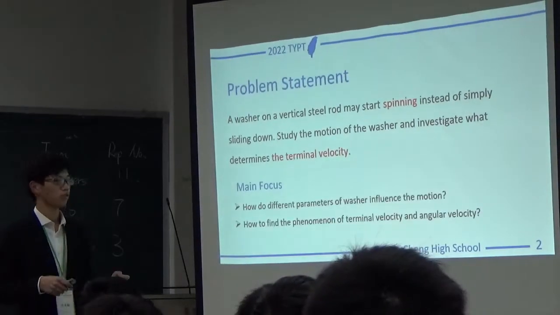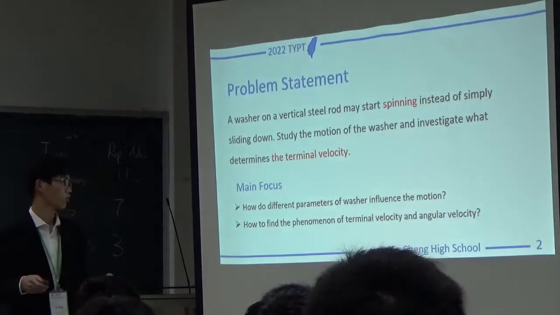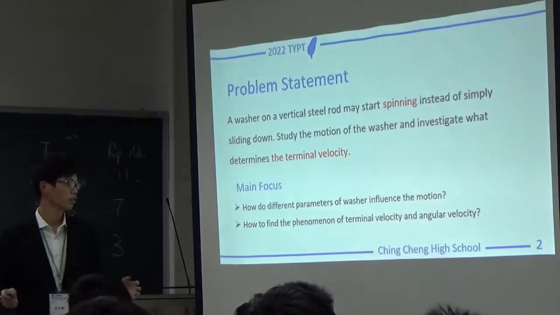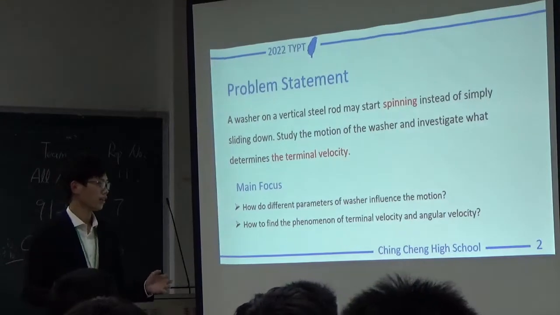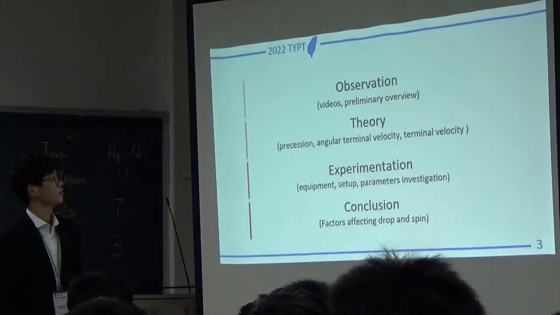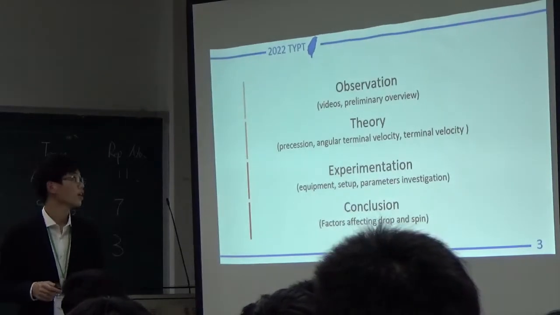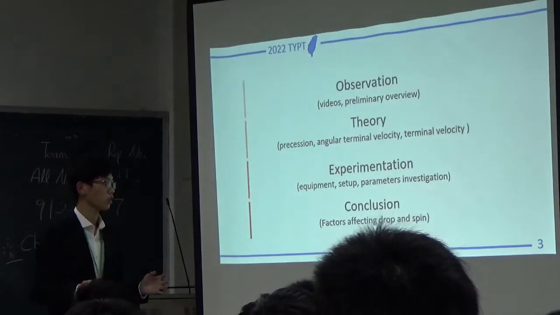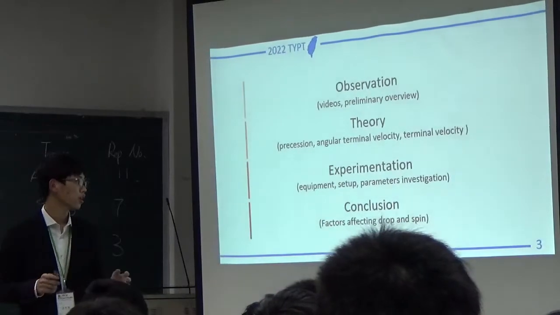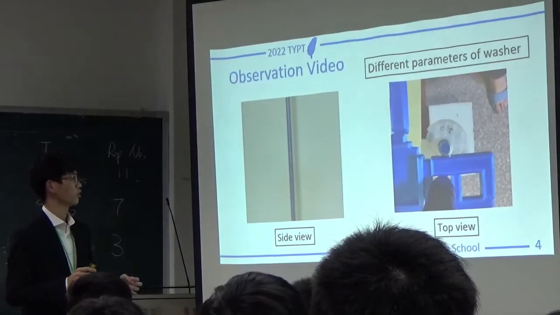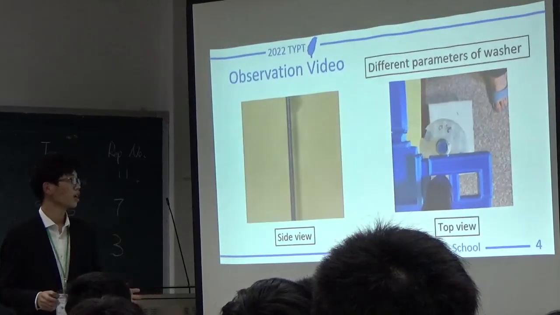Here we'll mainly focus on how different parameters of the washer influence the motion and how to find the phenomenon of terminal velocity and angular velocity. This is our outline. We will start with an observation video and then move on to our theory, then our experimentation, and finally our conclusion. Here are our observation videos from the side view and the top view.